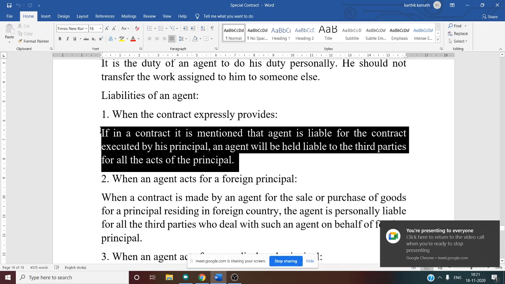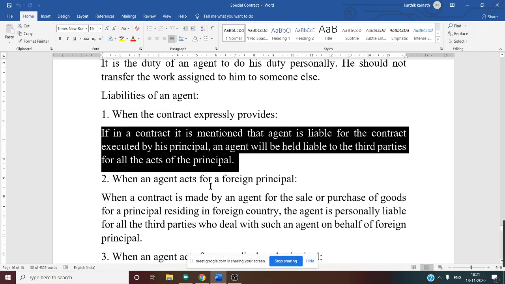See this, if a contract mentions that the agent is liable for the contract executed by his principal, the agent will be liable to third parties for all the acts of the principal. Third party means any party leaving aside the principal and the agent. So A is a principal, B is an agent, C is a third party, D is also a third party here, an outsider to the contract. Here contract means the contract of agency. So that is the first one.